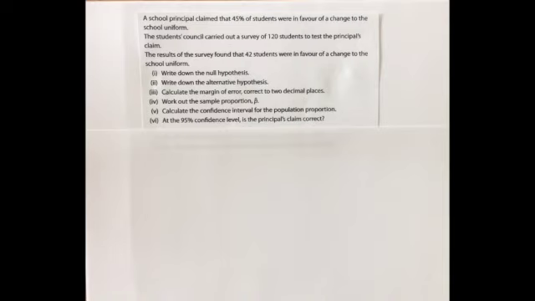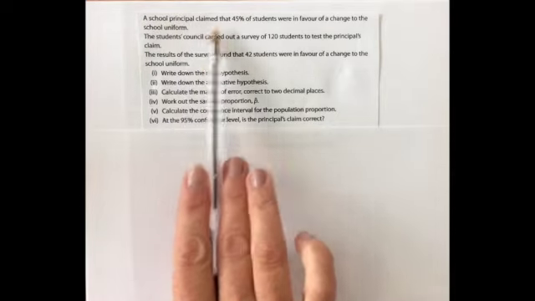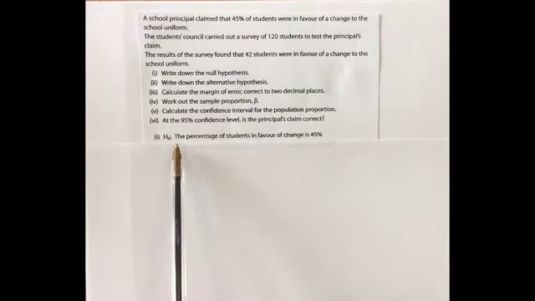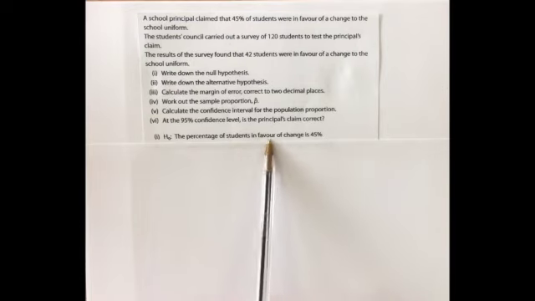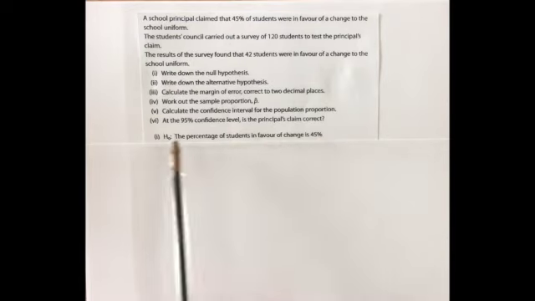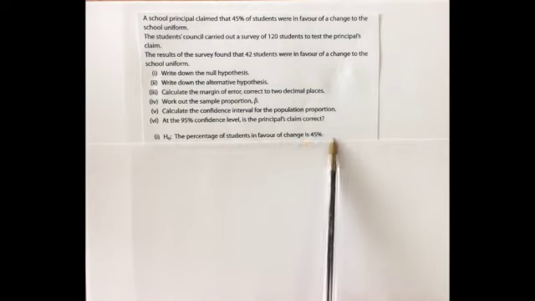So part I is write down the null hypothesis. Now, as I explained earlier, your null hypothesis will always be the claim. So come back here. What is the claim? Well, the principal has claimed that 45% of students are in favour of a change. So that's what we'll write down here as the null hypothesis, denoted by H0, right? The percentage of students in favour of change is 45%. Write it nice, clear, in a simple sentence. And that is always the null hypothesis, the claim.